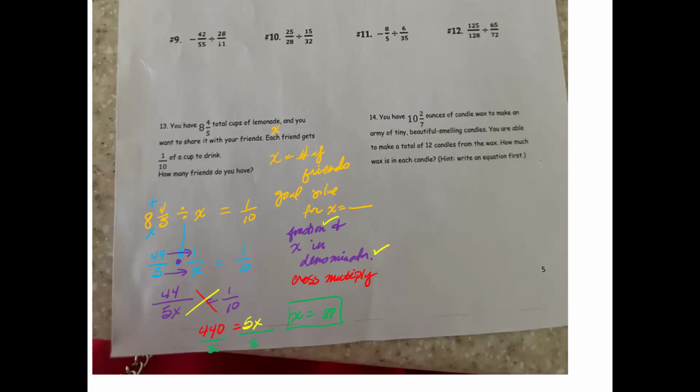You have 10 and 2/7 ounces of candle wax to make 12 candles. How much wax is in each candle? Hint: write an equation first. Well, that's a hint for the first one, number 13, too. So you get the two numbers, right? What do you do: add, multiply, or divide?